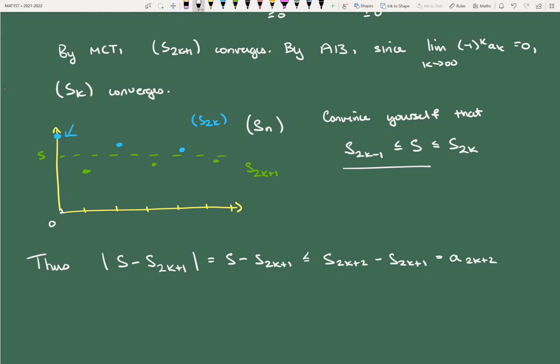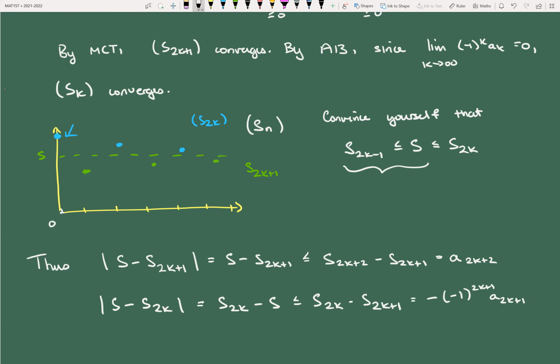And so I'm doing two cases here, right? Here's the case where you're looking at the odd partial sum. And then if we look at the even partial sum, S_{2k} minus S, that's going to be less than or equal to S_{2k} minus S_{2k+1}, right? Again, I'm using this right here. S is bigger than S_{2k-1}, so if I subtract S, it's actually going to give me something smaller. This is now equal to negative (negative 1) to the 2k plus 1 times a_{2k+1}. But that's really just two minus signs. And I get that.